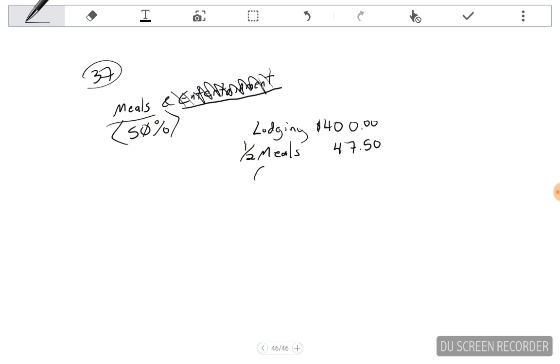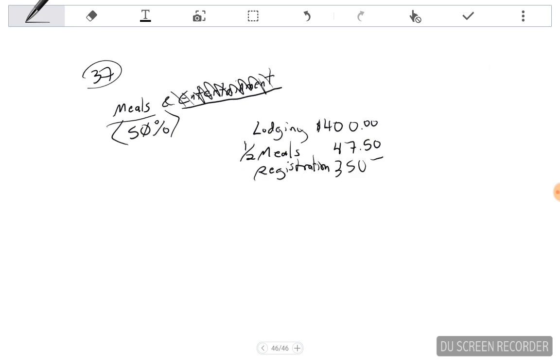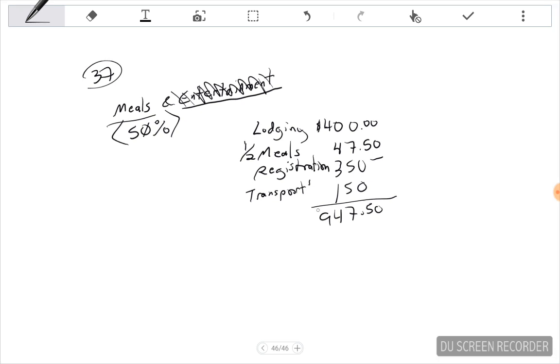And then the registration for the course, and the transportation. We add all that up, and I get $947.50. So unless I have a math mistake, you might add that up on your calculator to see if I'm making a stupid math mistake, because that does happen to me from time to time. I do make math mistakes, and that's okay.